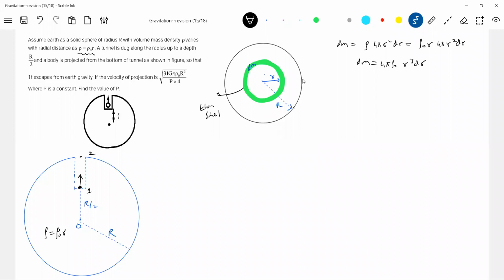How much mass is enclosed? I'll draw a Gaussian surface inside this shell. How much mass enclosed means 0 to r. So mass enclosed m dash is equal to 4 pi rho naught. Let's repeat some mathematics.